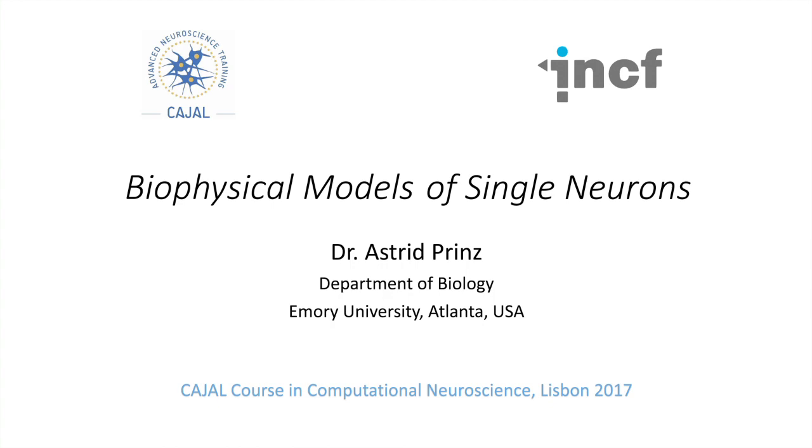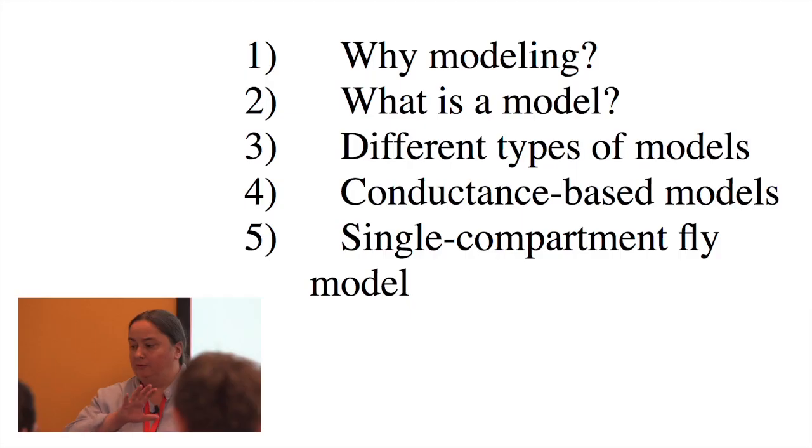Okay, so biophysical models of single neurons. I'm going to really try to keep it fairly basic. This crowd, probably I don't have to talk a lot about why we want to do models, but I will still give you my opinion on that. I will then say what really is a model, and I'll introduce you to an overview over different types of models, and then I'll go into the particular type of model that Tim has kind of already motivated with the Hodgkin-Huxley model, and that is what's called conductance-based models.